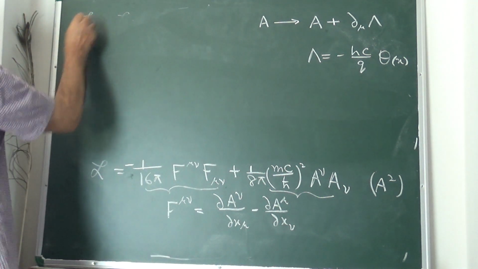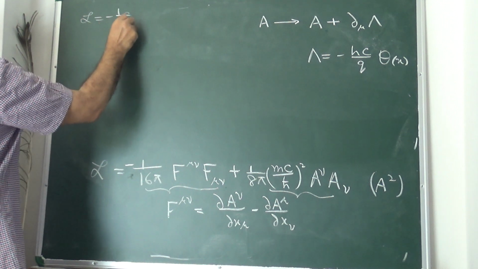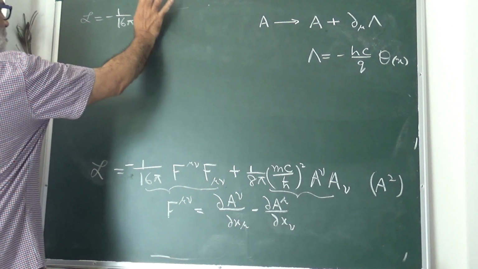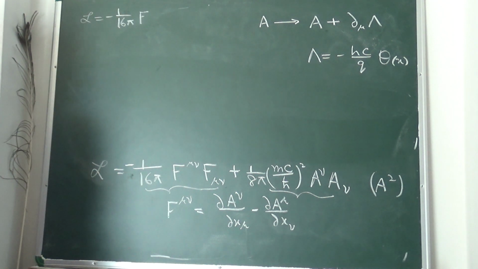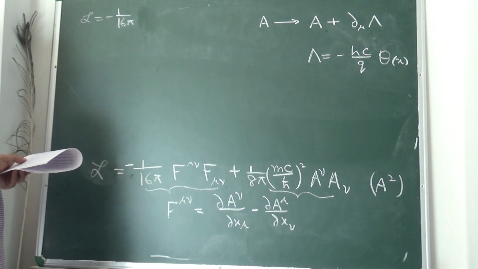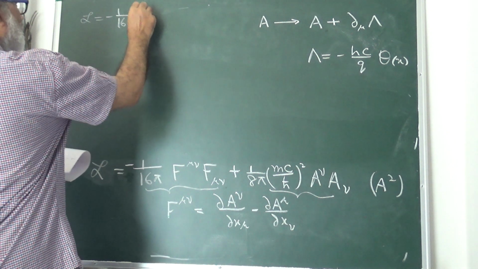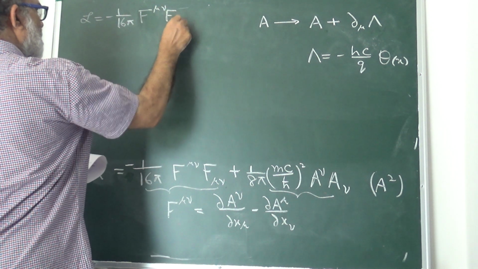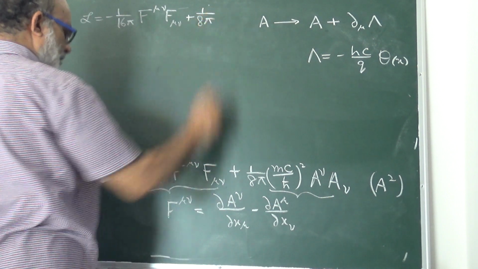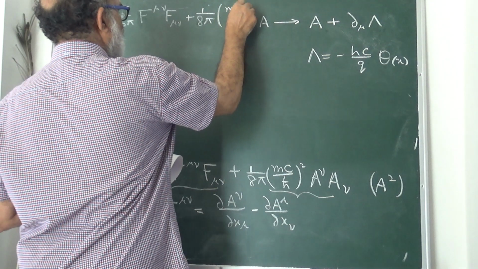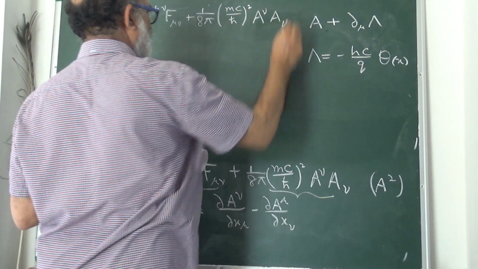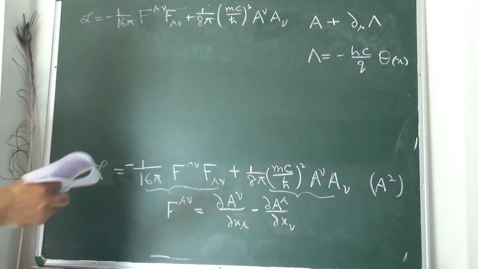We have the Lagrangian. I'm writing this one again here: minus 1 by 16 pi F mu nu F mu nu, plus 1 by 8 pi m c by h cross squared A nu A nu. So this is our same equation here.